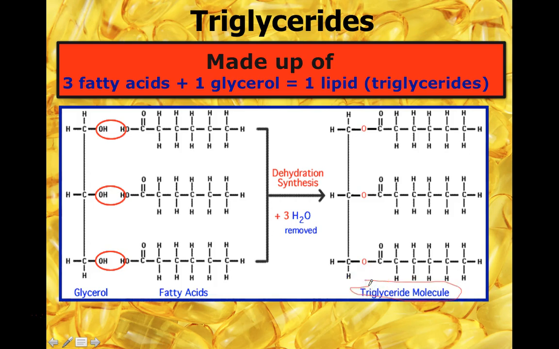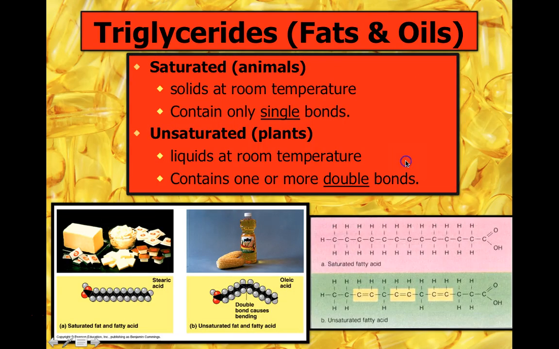So our triglyceride here is our polymer, and we have 3 fatty acids, which are monomers, 1 glycerol, which is a monomer, coming together to form this one huge, large polymer called a triglyceride. There are 2 different subgroups of triglycerides. We have our saturated triglycerides and our unsaturated triglycerides.